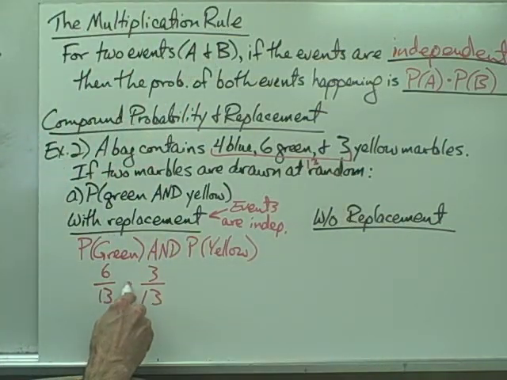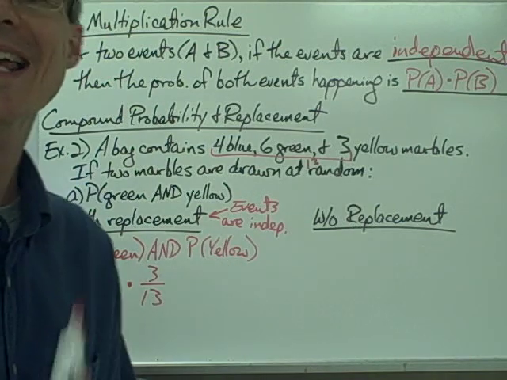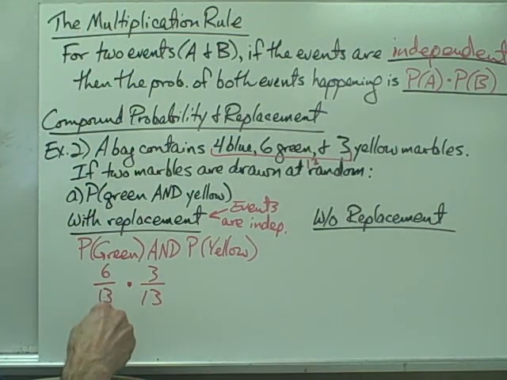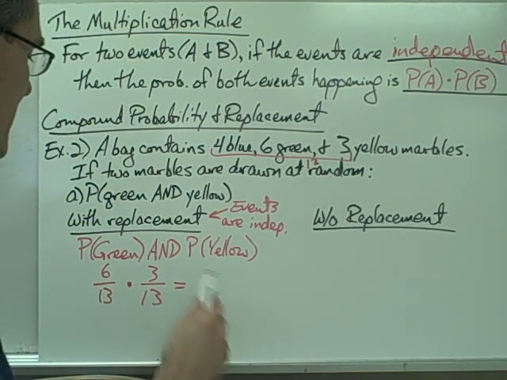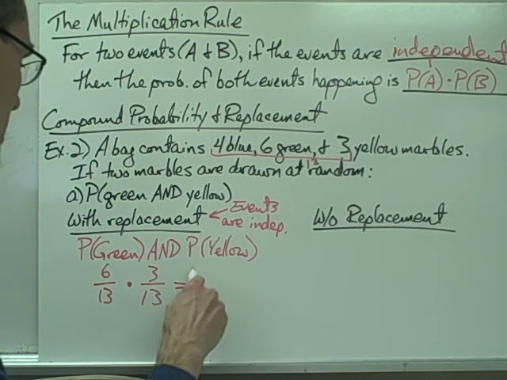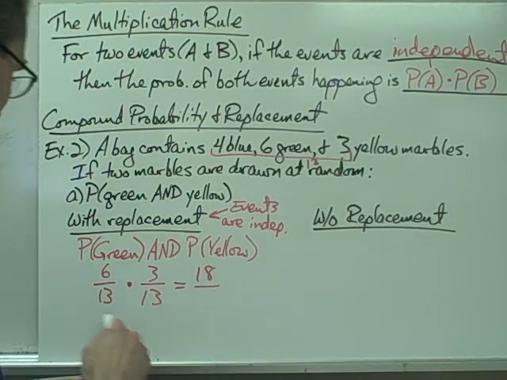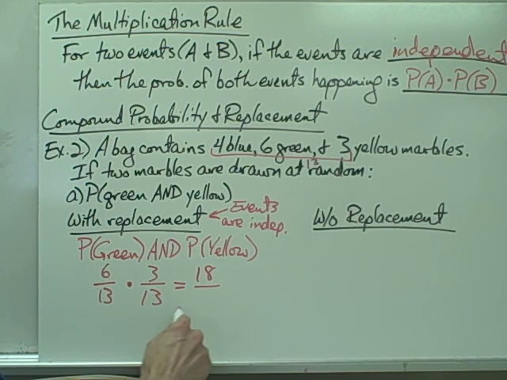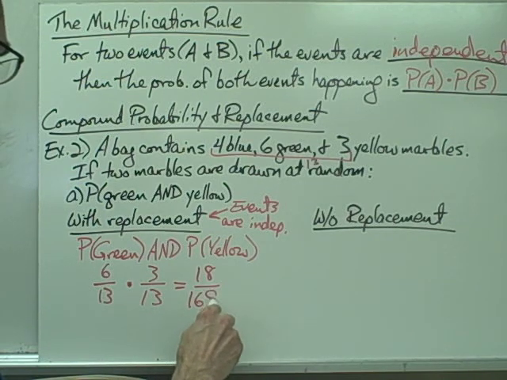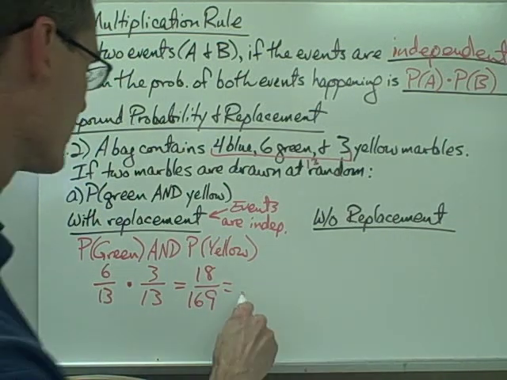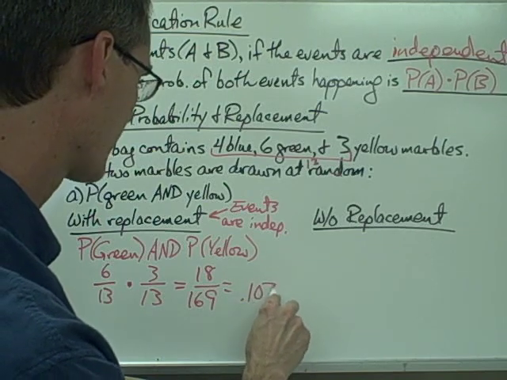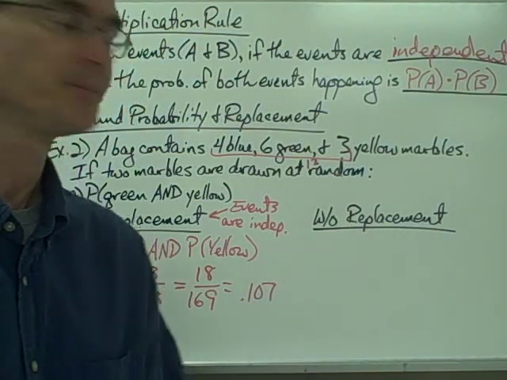So I can use my multiplication rule with these 2 independent events, probability of my first event times the probability of my second event, and that gives me 18 over 13 times 13, which is, I think, 169. And that's going to give me a probability of 0.107.